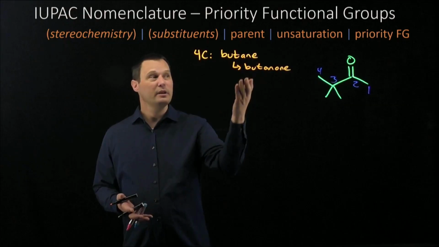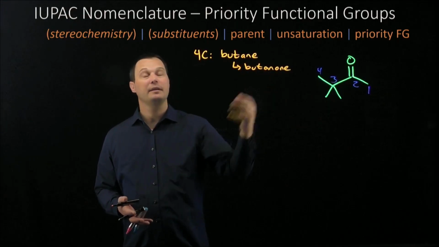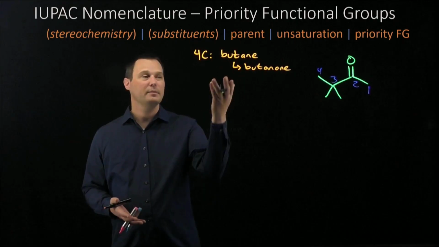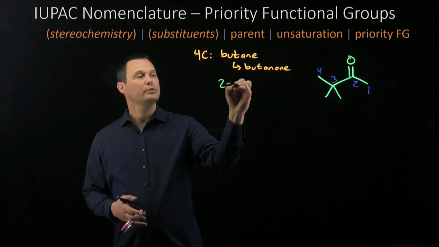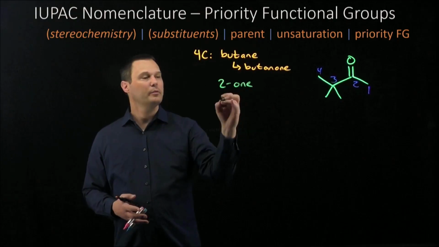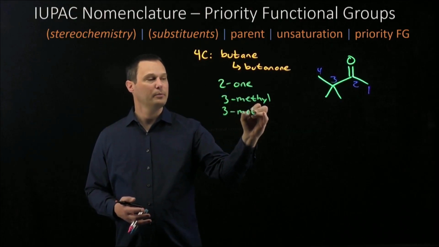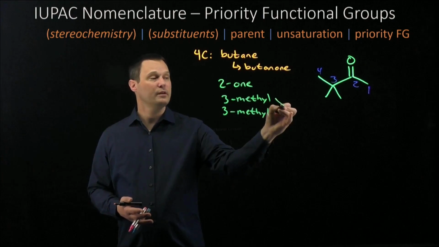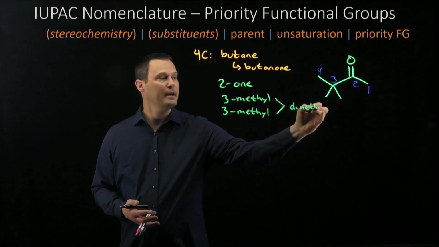In this way, we don't need a new set of rules for every priority functional group, we just need to remember how we update the name of the parent hydrocarbon. Our next step is to list all of the substituents and their positions in the molecule. We'll start on carbon number 2 with our ketone. On carbon 3, we have a methyl group, and on carbon 3, we have another methyl group. Recall that when we have 2 instances of the same functional group, we combine them with a numeric modifier and call this a dimethyl group.